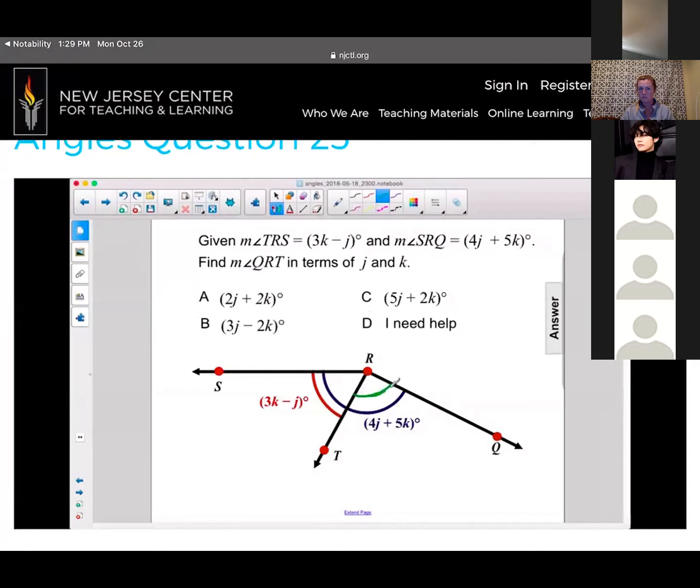So we'll call this one X. So we know that 4J plus 5K equals the addition of this angle and this angle. So 3K minus J plus X. So let's solve for X. X equals, we'll move this 3K over there. That gives us 2K. This J over there makes that 5J. So the answer is 2K plus 5J degrees, C.